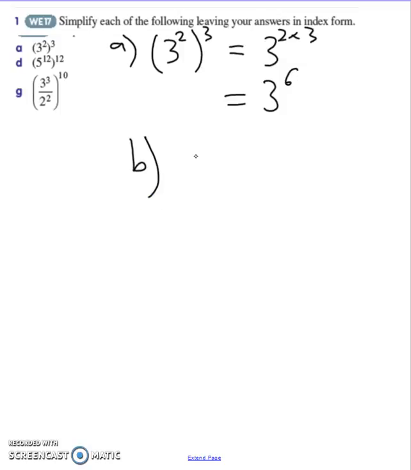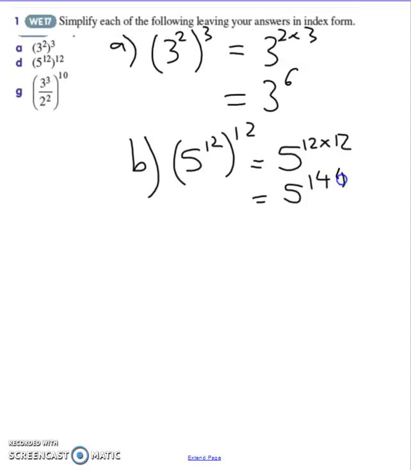Now B, we've got 5 to the power of 12, to the power of 12 outside, becomes 5 to the power of 12 times 12, remembering we're multiplying our indices, 5 to the power of 144. So once again, leaving it in index form as asked.